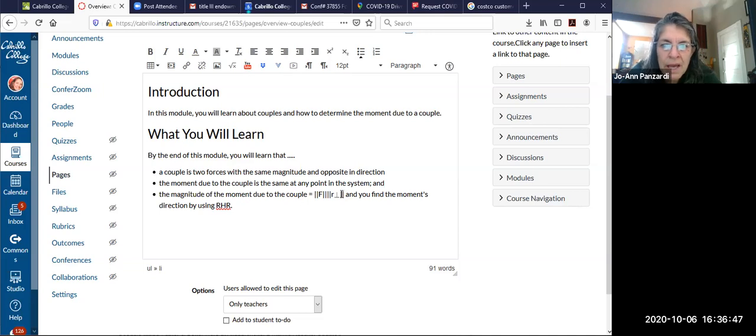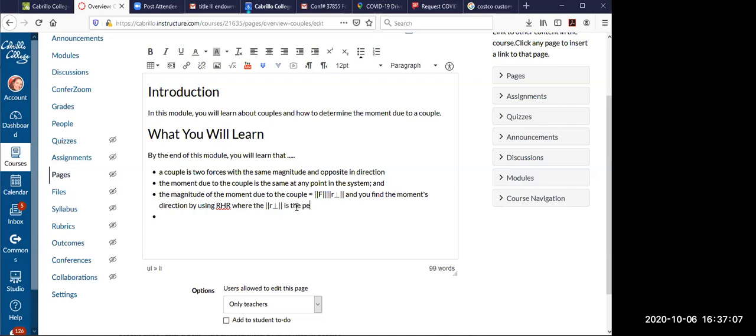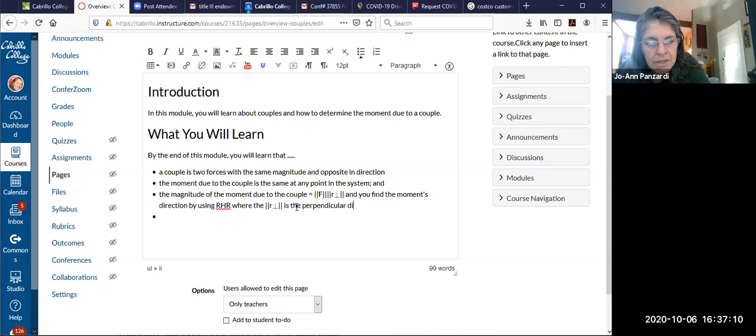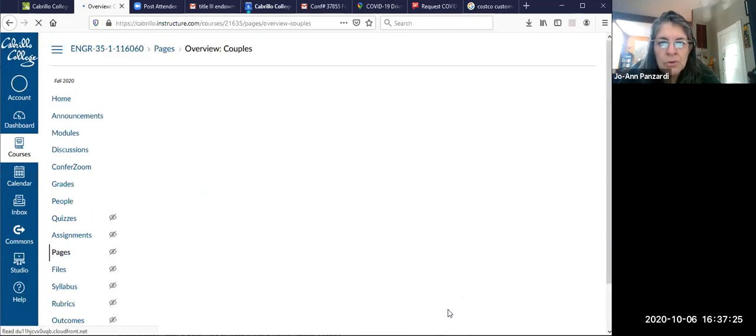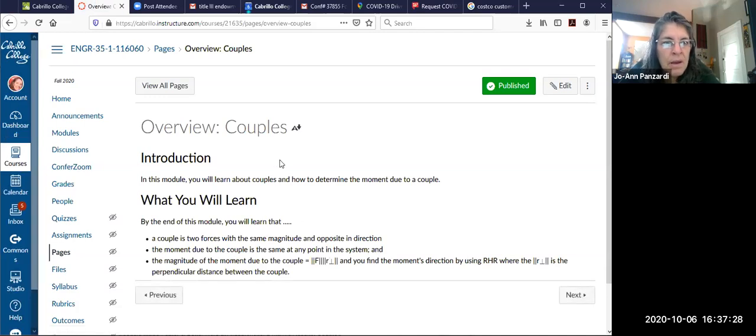I also want to say that the perpendicular distance is the perpendicular distance between the couple. I'm telling you what to do already, because some people have told me they would rather have a broad overview at the beginning, so that's what I'm doing. But I want you to understand why this is the case by doing a problem.